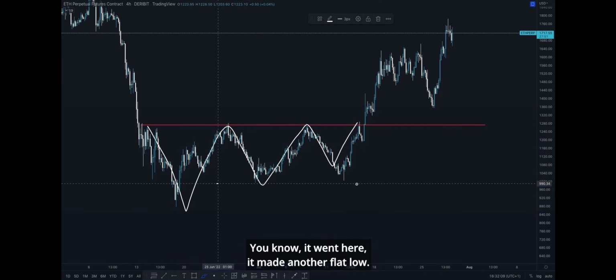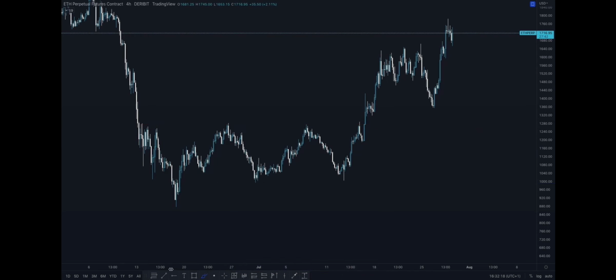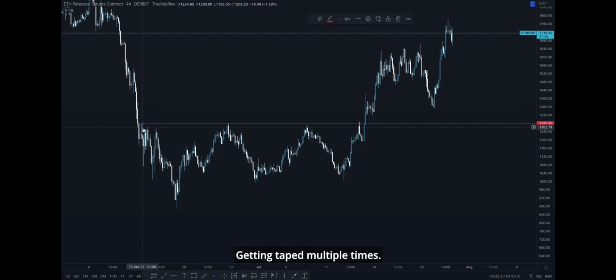It went here, it made another flat low. It's not exactly an ascending triangle. I can't long that. Like, why? That's dumb. What you want to look at is resistance getting tapped multiple times.